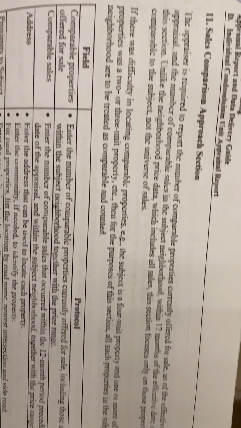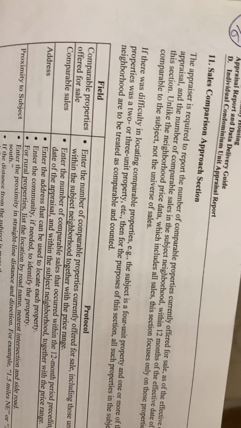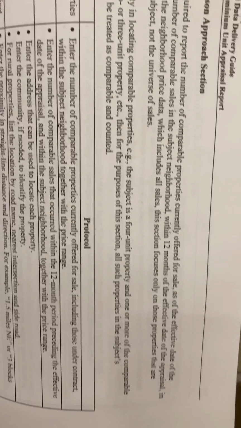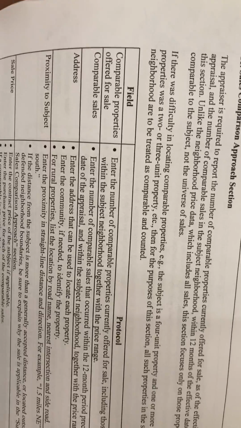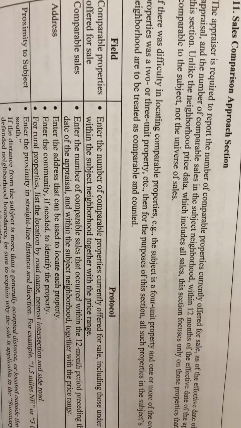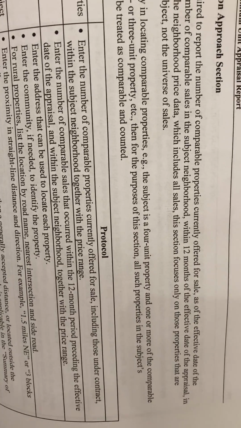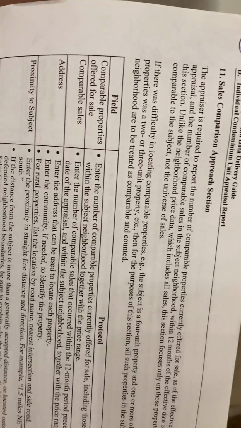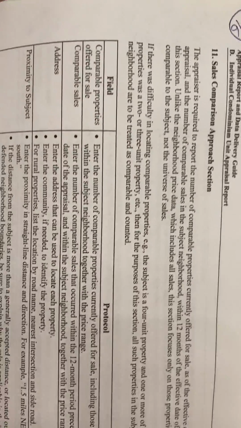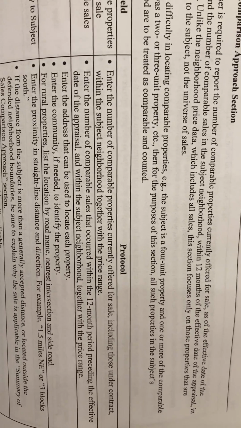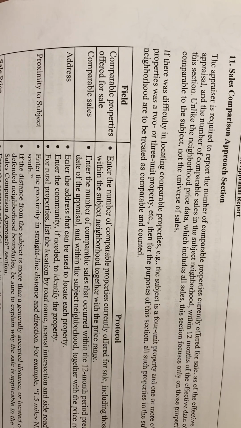of the appraisal. In this section, unlike the neighborhood price data, which includes all sales, this section focuses only on those properties that are comparable to the subject, not the universe of sales. If there was difficulty in locating comparable properties, for instance, the subject is a 4-unit property and one or more of the comparable properties was a 2 or 3-unit property, etc., then for the purposes of this section, all such properties in the subject's neighborhood are to be treated as comparable and counted.